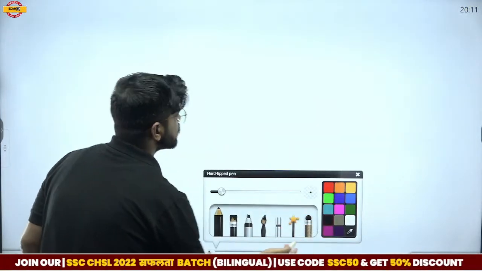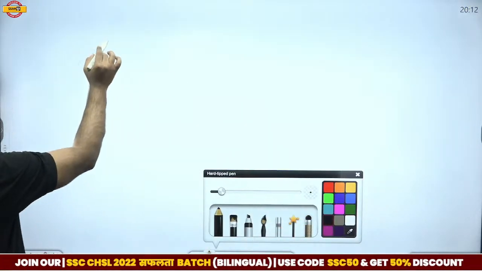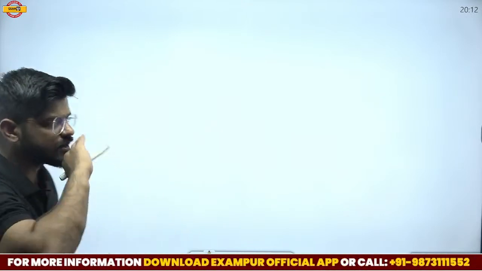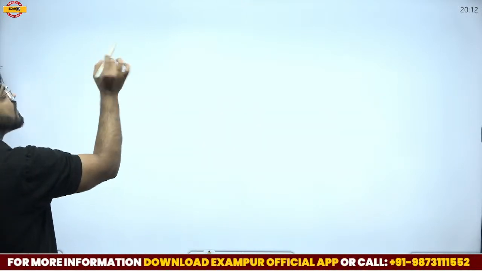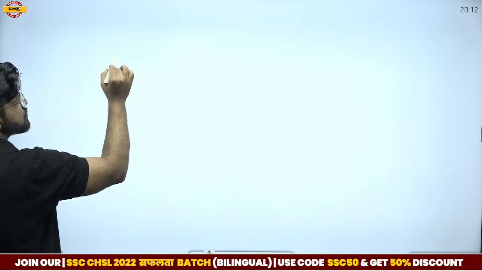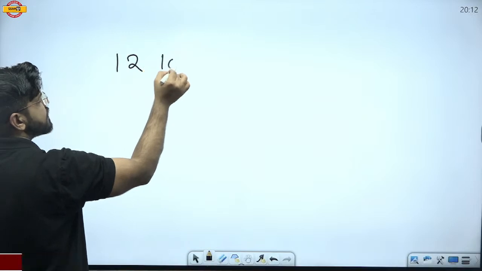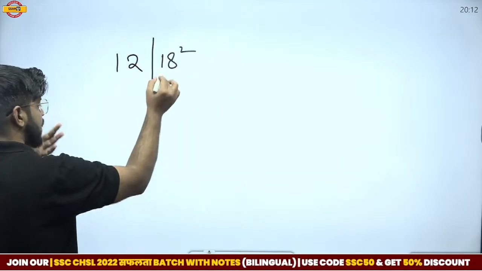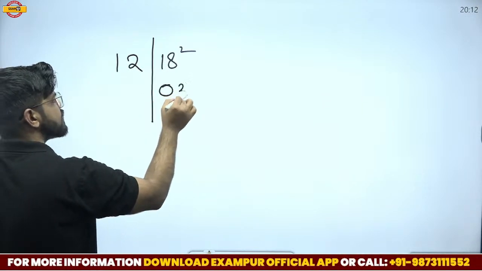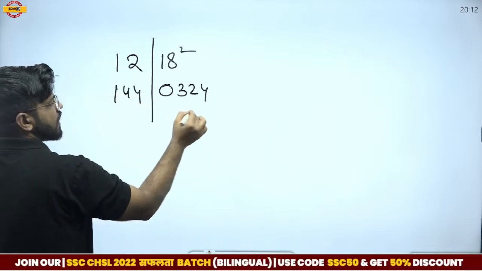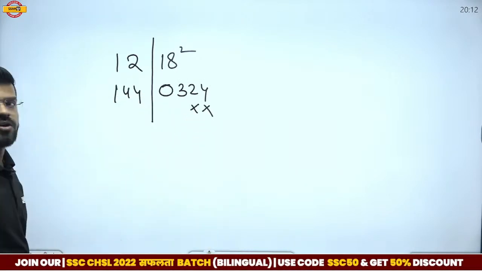Now let me tell you the squares for a 4-digit number. Now write any 4-digit number. Let me calculate the 4-digit number square for, suppose, 1218 square. So I am going to break it here. 18 square is 324, so I can write it 0, 3, 2, 4. Here I can write 144 and here we can cross by 2.